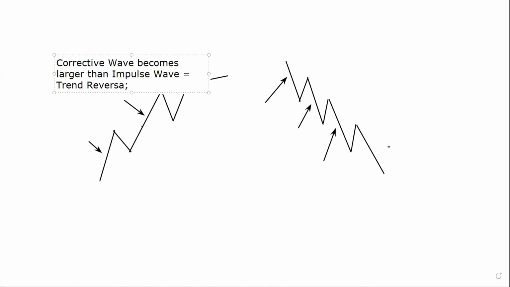I think now you can understand what it means. Similarly, you see this is the impulse wave, and this corrective wave becomes deeper than this impulse wave. This is a reversal. Understand? This one here becomes deeper than this one, the impulse wave. This is a reversal. Got it? Now if you go here and see the screen, I will show you the reversal.